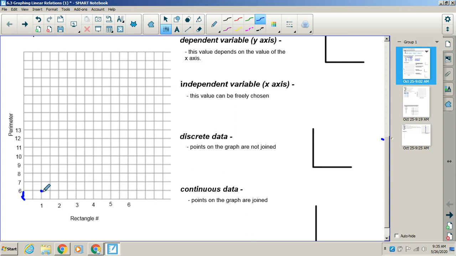So rectangle number 1, perimeter 6. Rectangle number 2 has a perimeter of 8, put a point there. Rectangle number 3 has a perimeter of 10, and rectangle number 4 has a perimeter of 12. So we've just plotted these points, and we can see that we have a linear relation. It's a straight line graph.